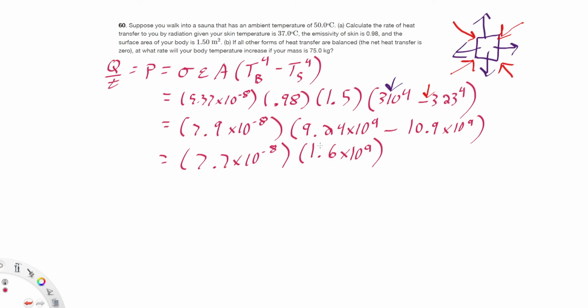Alright, and then when we multiply these out, we're going to get a times 10 to the 1 because we have 10 to the 9 and 10 to the minus 8 here. And then 7.7 times 1.6 is about 12. Which is going to be just 120-ish, and the units of that is in watts.